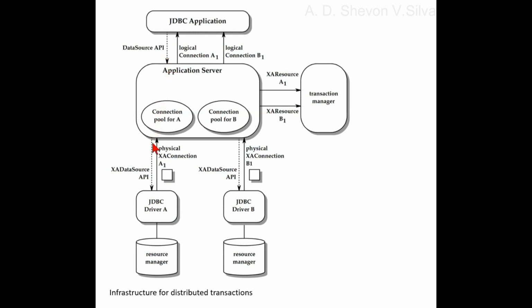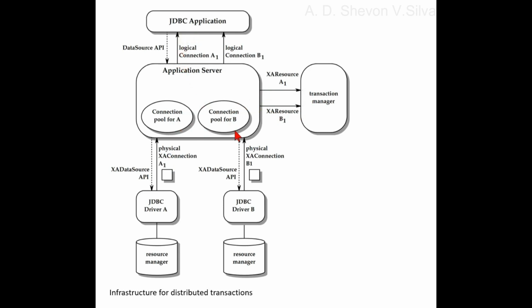Here the application server is connected to JDBC driver A via the XA data source API. JDBC driver A interacts with the resource manager, and JDBC driver A is connected to the application server via physical XA connection A1. Here the application server is connected to the transaction manager via XA resource A1. And here the application server is connected to the JDBC application via logical connection A1.